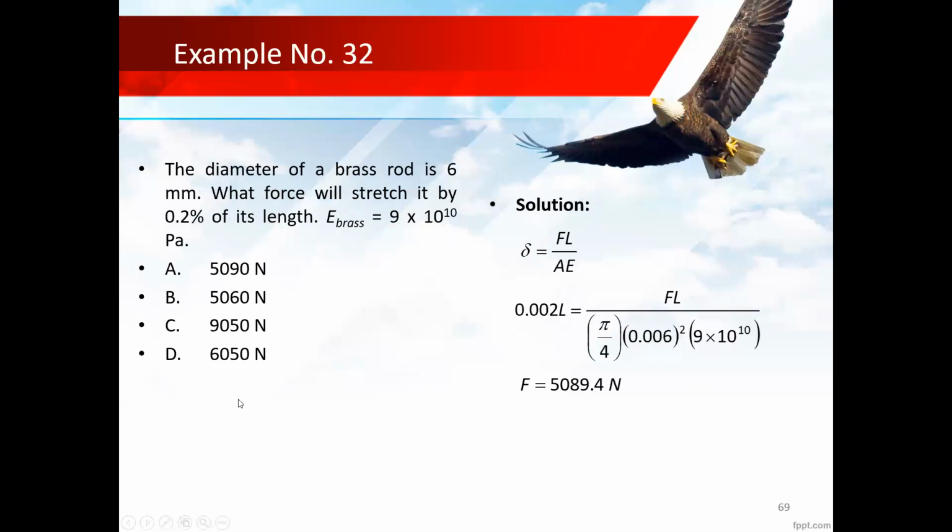Example number 32. The diameter of a brass rod is 6 mm. So what force will stretch it by 0.2% of its length? So brass E is 9 times 10 exponent 10 Pascal. So delta is FL over AE. So 0.002 L is equal to FL over (pi over 4 times 0.006 squared, the 6 mm) times 9 times 10 exponent 10. So cancel mo yung L, makukuha mo yung F na 5,089.4. So letter A.